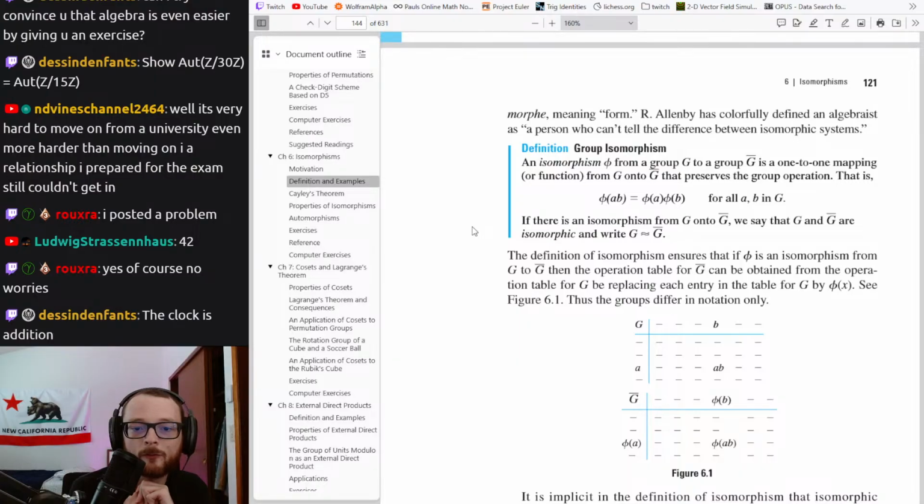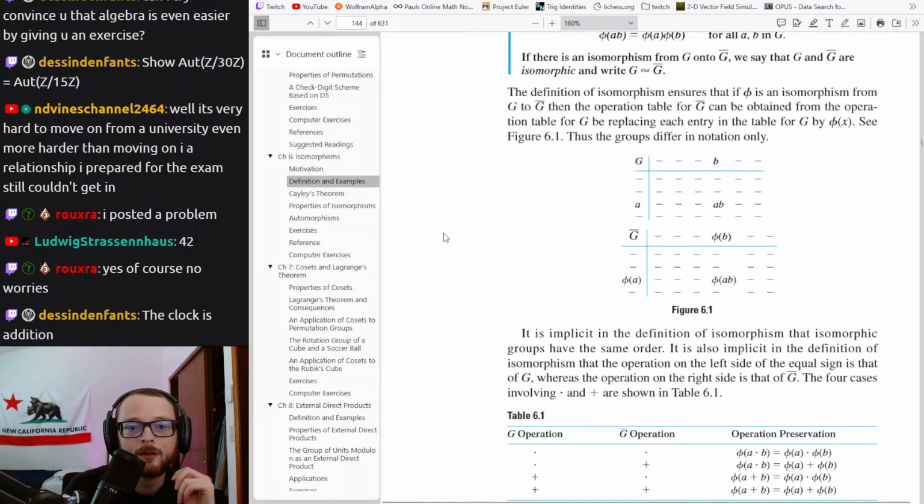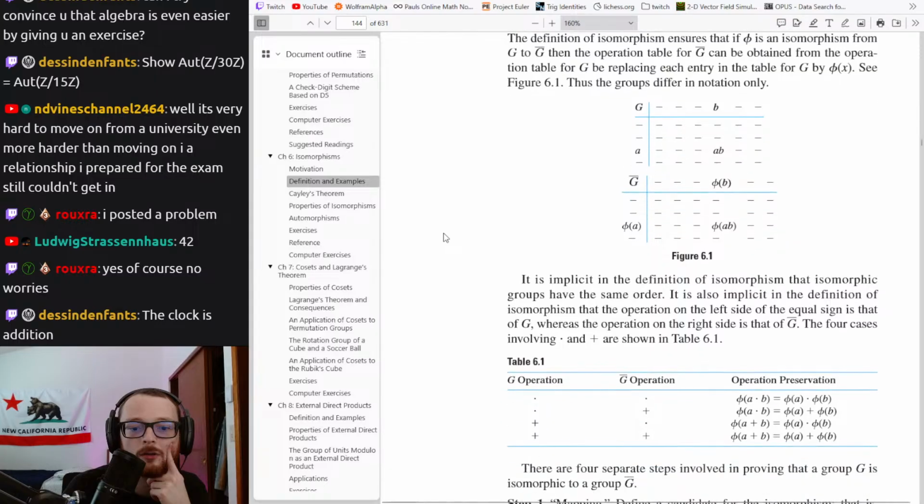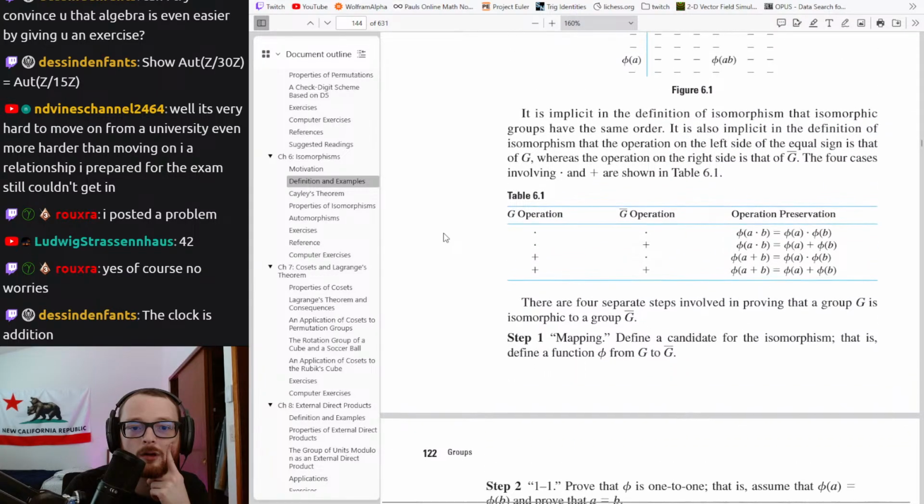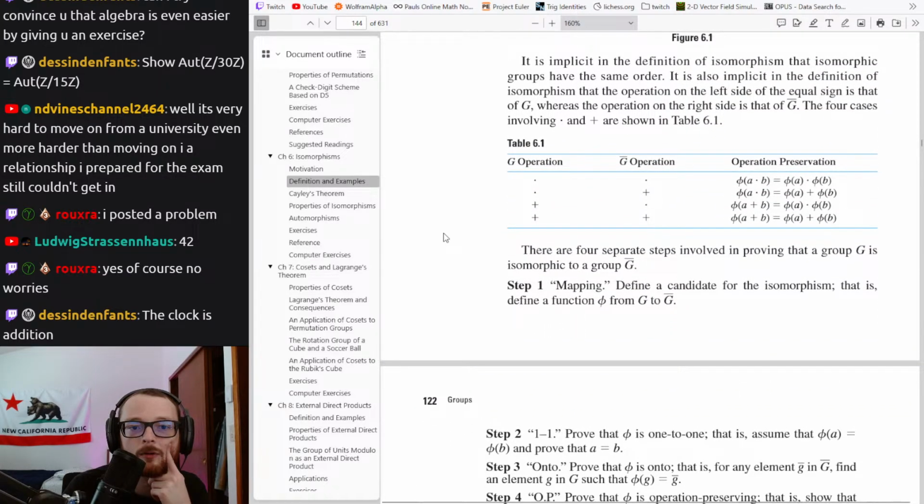If there's an isomorphism from G onto G bar, we say that G and G bar are isomorphic. The definition of isomorphism ensures that if phi is an isomorphism from G to G bar, the operation table for G bar can be obtained from the operation table for G. Same order.